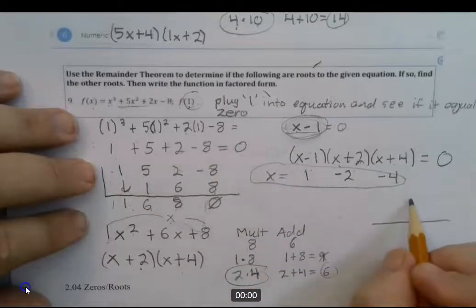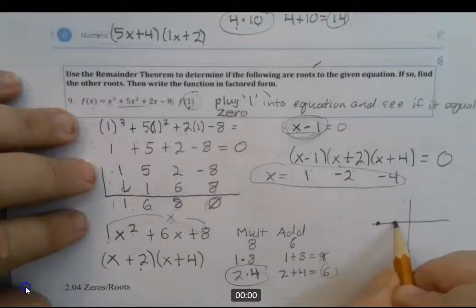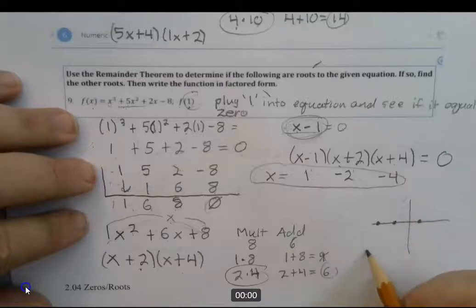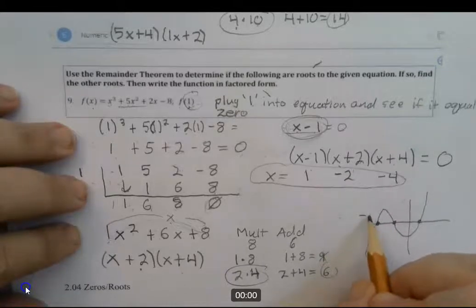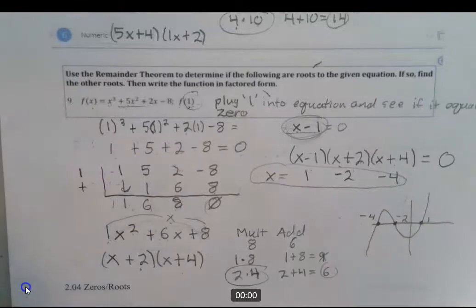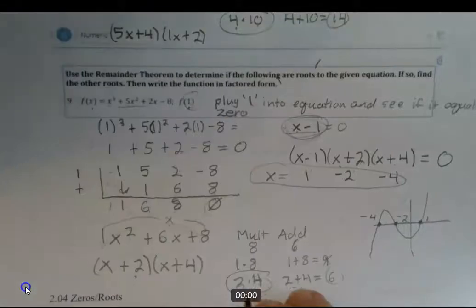Again, if I'm sketching a graph, negative 4 is here, negative 2 is here, and positive 1 is right here. So it's going to look like this. Like that, okay? Okay, all right, there we go. Let's do one more here. A couple more here, actually.